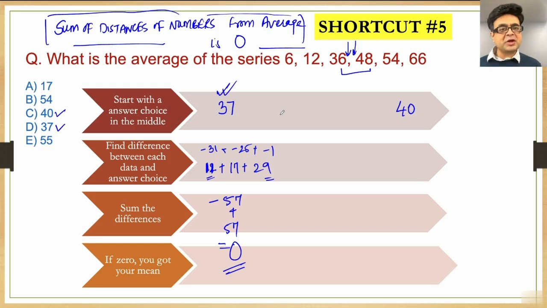So 37 is the right mean. However, let's see what would have happened if I had chosen 40 instead of 37 and moved on, because that was a fair choice and I could have gone that way as well. So let's do the same thing with each number in the series. Let's find the difference between them. So 6 minus 40 would be minus 34. 12 minus 40 would be minus 28. 36 minus 40 would be minus 4. On the other side, 48 minus 40 would be 8, plus 54 minus 40 would be 14, and 66 minus 40 would be 26. Quickly calculating, 28 plus 4 would be 32.